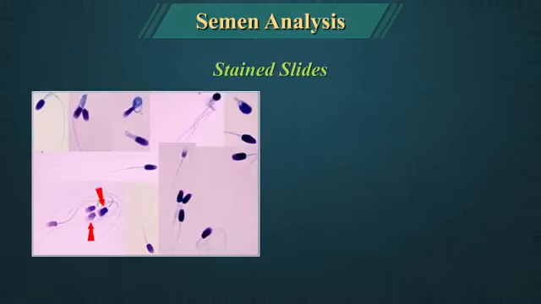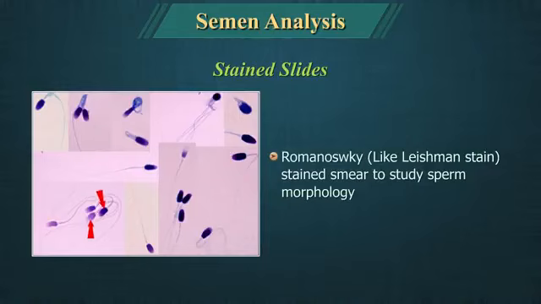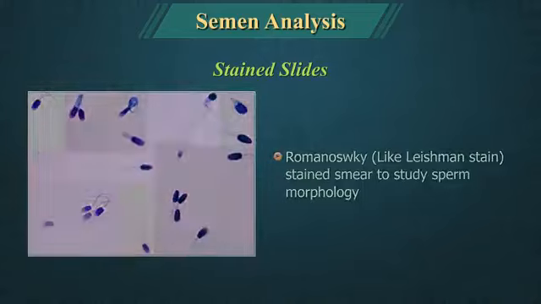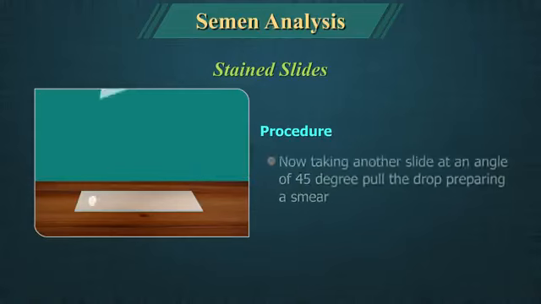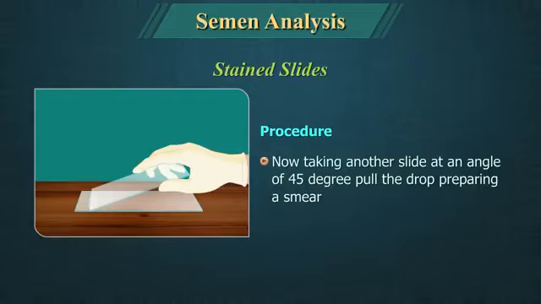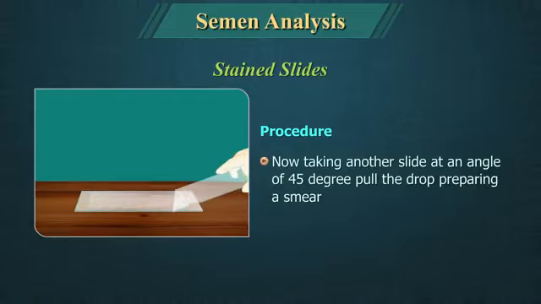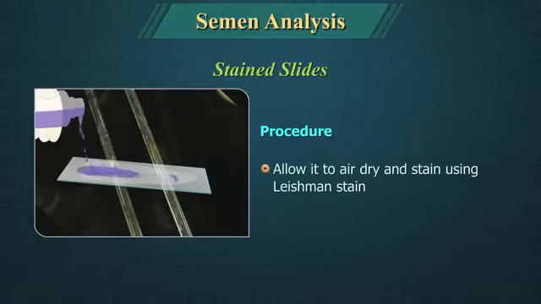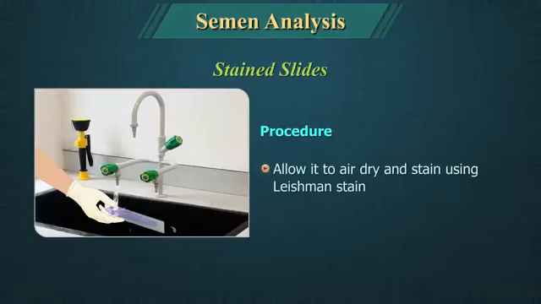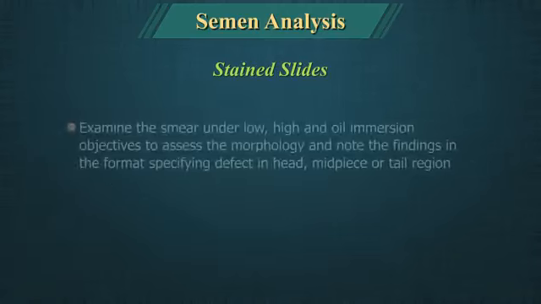Stained slides for morphology. Leishman stained smears are used to study sperm morphology. Take a clean glass slide, place 5 to 10 microliters of well-mixed semen sample. Now taking another slide at an angle of 45 degrees, pull the drop of semen, preparing a smear. Allow it to air dry and stain using Leishman stain.